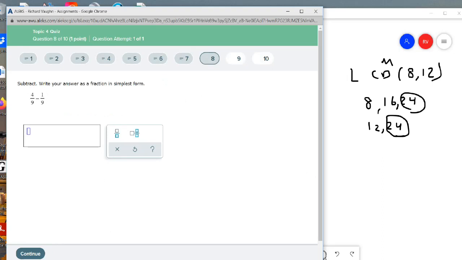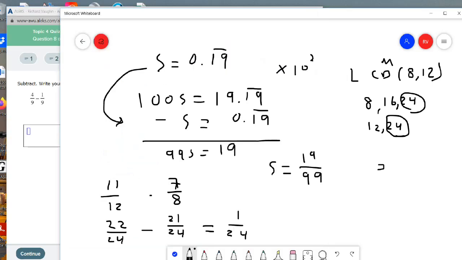Here we already have the common denominator, so I simply subtract the numerators. I get 3 over 9, but then I have to remember to reduce. So 3 over 9 divided by 3 simplifies to 1/3.